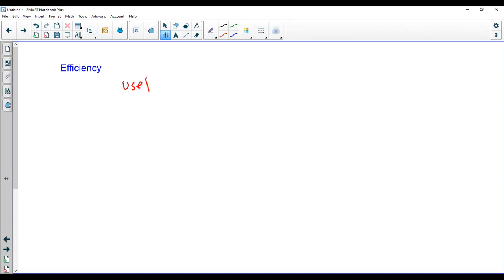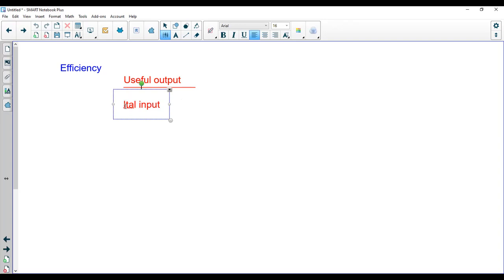Okay, useful output ratio total input. Then this is efficiency. But if you like, multiply this with 100, then you will get the percentage efficiency. Got it?